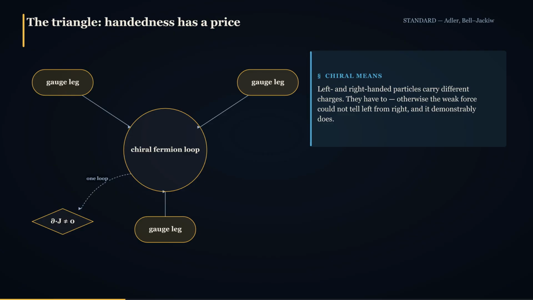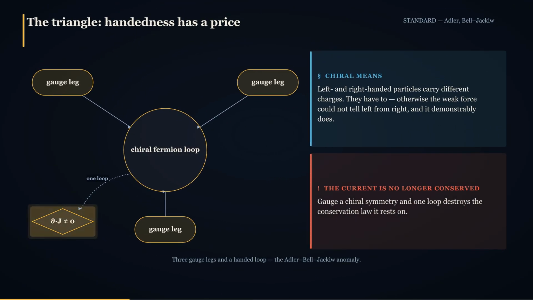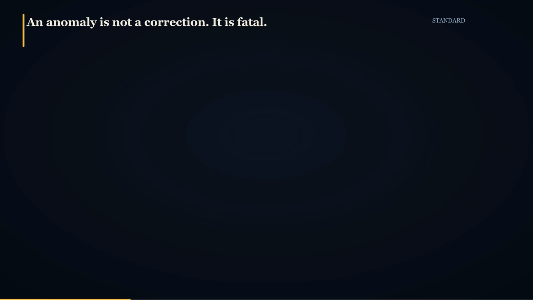One diagram does it: a triangle, 3 gauge legs, a handed particle running round the loop. At one loop, the current stops being conserved. This is not a small correction to be estimated and quietly carried. A gauge theory whose current is not conserved is not a gauge theory. You lose unitarity, you lose renormalizability, and what you have left is an expression that returns probabilities greater than 1. So consistency does not suggest that the triangles cancel.